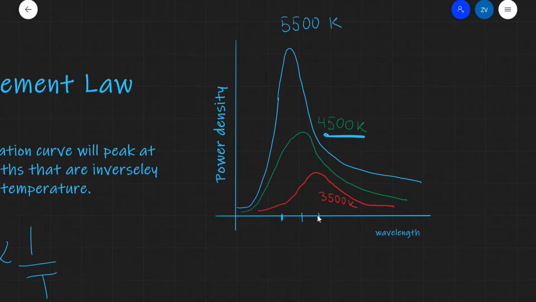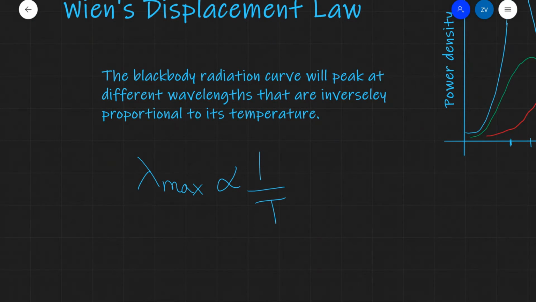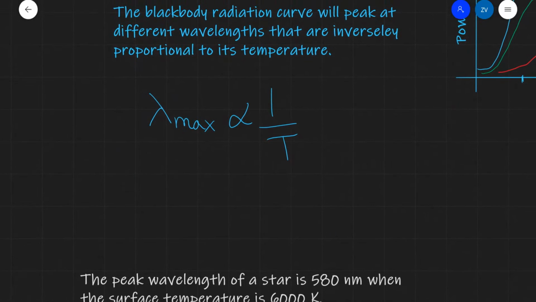is now even longer. Mathematically, we can write this statement as lambda max, the peak wavelength, is inversely proportional to the temperature. So additionally, we can also write this down as lambda max times the temperature is equal to a constant. Now, this constant normally has a value 2.9 times 10 to the power of -3.